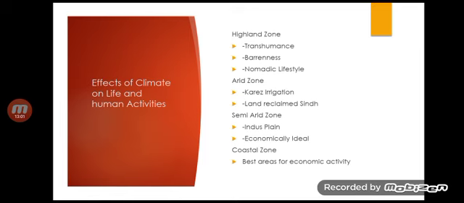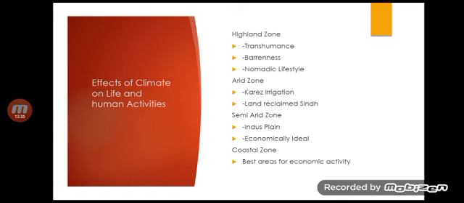Sedentary means settled lifestyle. So, the semi-arid zone actually contains most of the Indus Plain. This is the most ideal place in Pakistan. Why? Because it corresponds to the Indus Valley, and the Indus Valley is conducive to growing a large amount of crops like wheat and barley and rice and everything else. Most of these things are grown over here, and people have an economically better lifestyle over here.